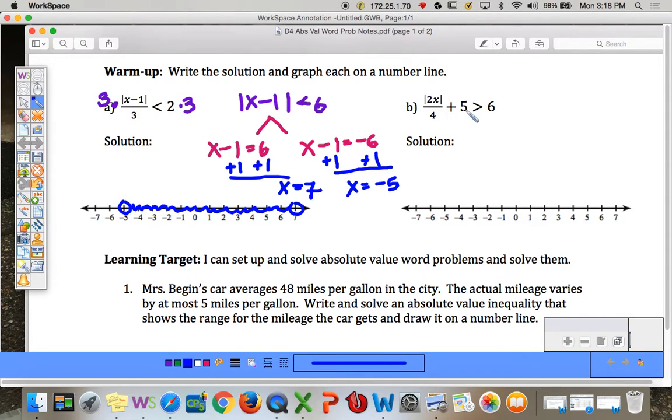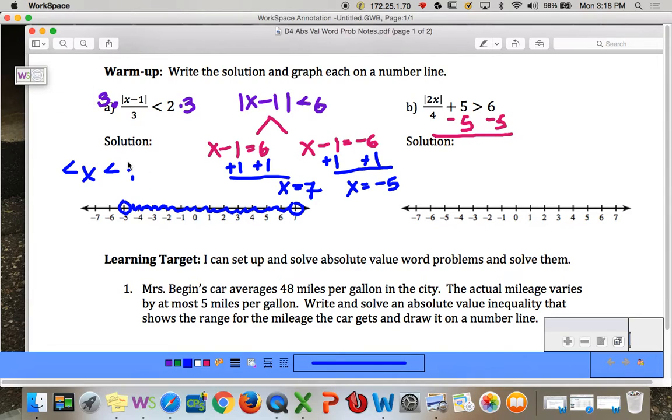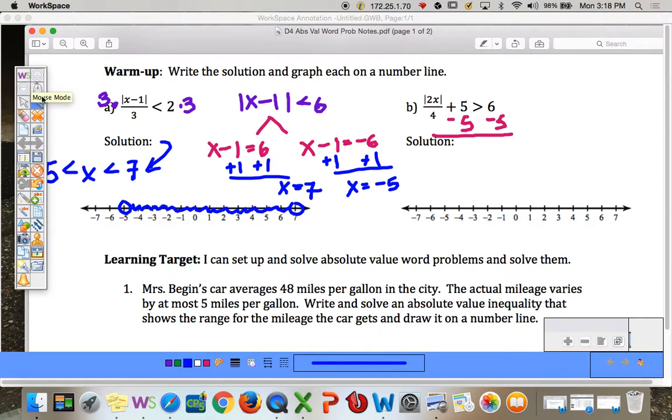Okay, the next one is greater than, and there's two numbers to get rid of before we can split it up. So here the first step, we'll subtract 5 from each side. Oh, and over here I should write the solution. This is when x is less than 7, but is greater than negative 5. So here's what the between looks like. You put the x in the middle, the lowest number goes on the left side, and the highest number goes on the right side. So that's your solution here.